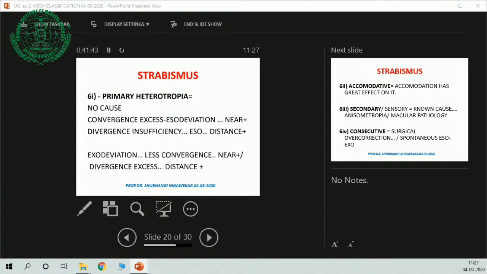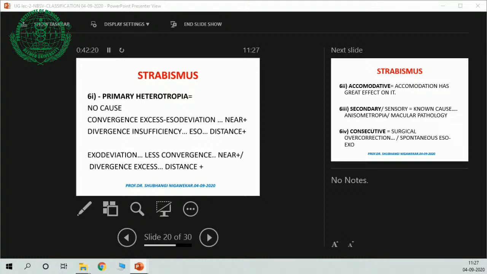Primary heterotropia. Tropia means manifest squint. As the term says, primary means no cause, no etiology. So in primary heterotropia, there is a manifest strabismus without any known cause. Why? Duane has given this, that it could be convergence. If we are considering the eso deviation, eso meaning inward deviation, it could be because the converging capacity is more, and that is why the eye is deviated inward, and this will be more for near.